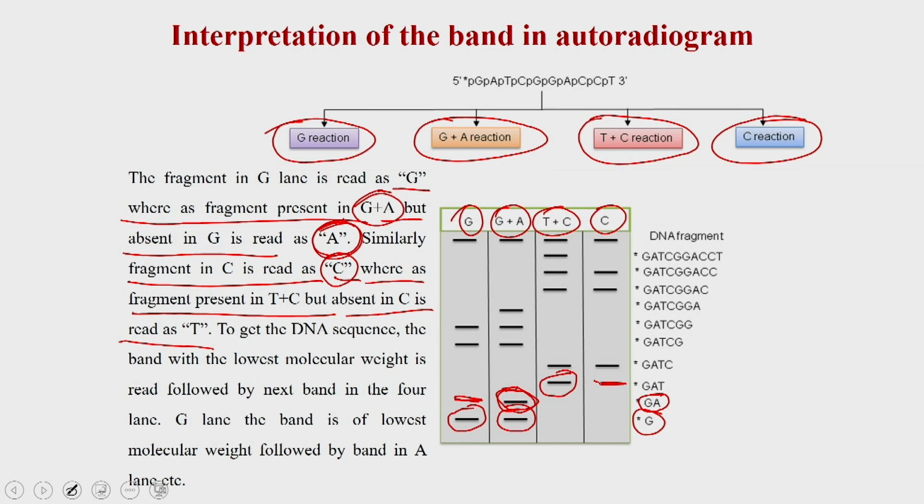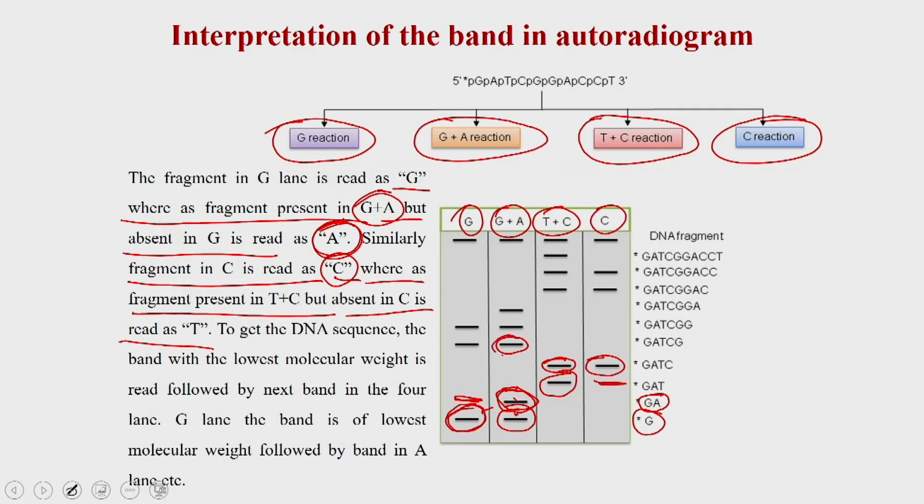Now, in the 4th lane, if you have a band in both the lanes, it is going to be C. The same is true here. In this case also you will go in the reverse orientation, which means this is going to be the last nucleotide, then the second last, and the second last, and so on.